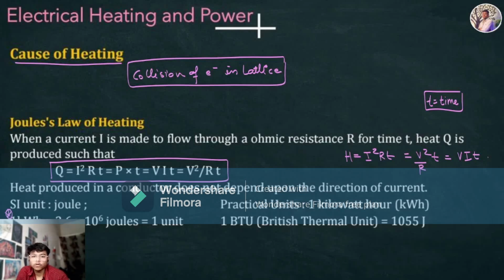So what is electrical heating and power? What is the cause of heating? I've told you there is a collision between the electrons inside the lattice, during the moving of electrons. So there is Joule's law of heating. You know it is I square R, which also equals VI into T.